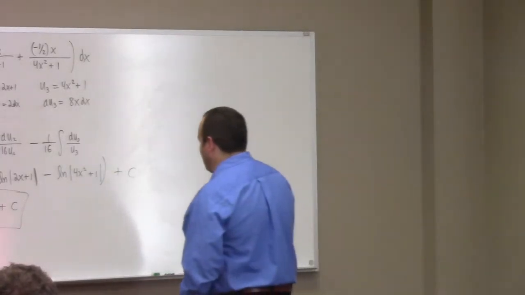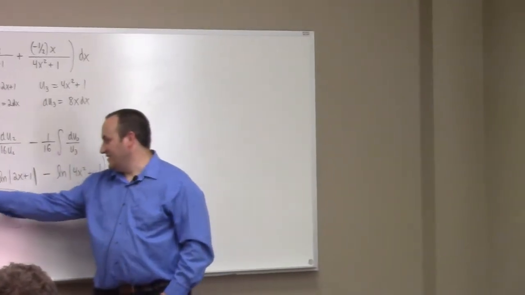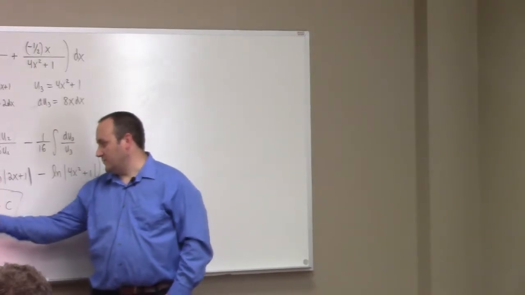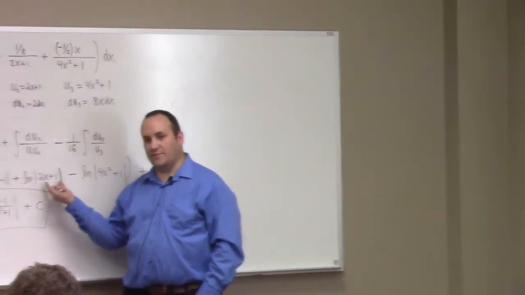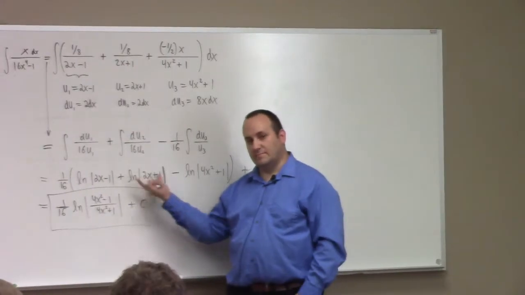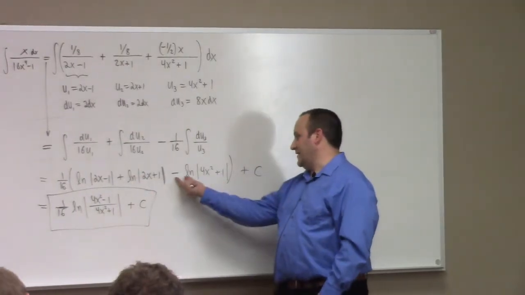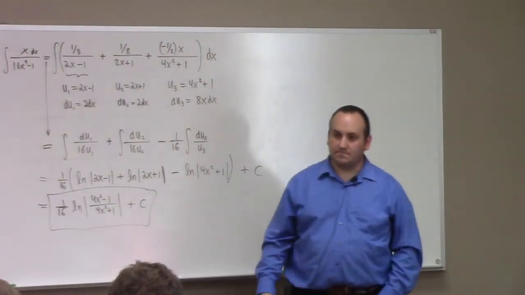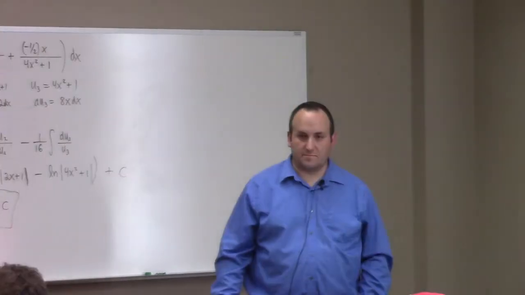I'm anticipating a question. But sum is product. This times that gives me 4x squared minus 1. And then that's minus, so it gets to be division in the log using properties of logs.